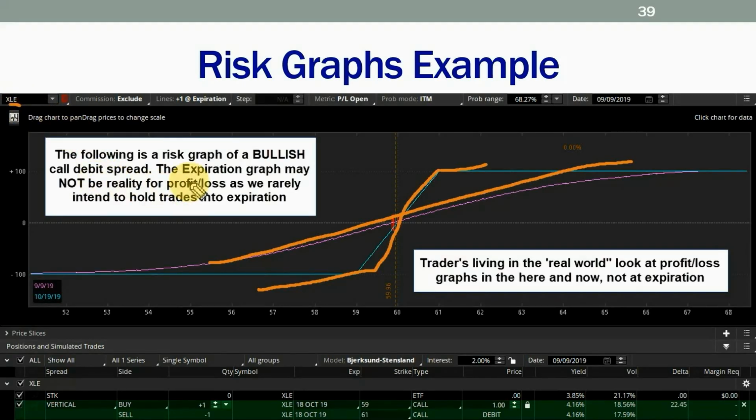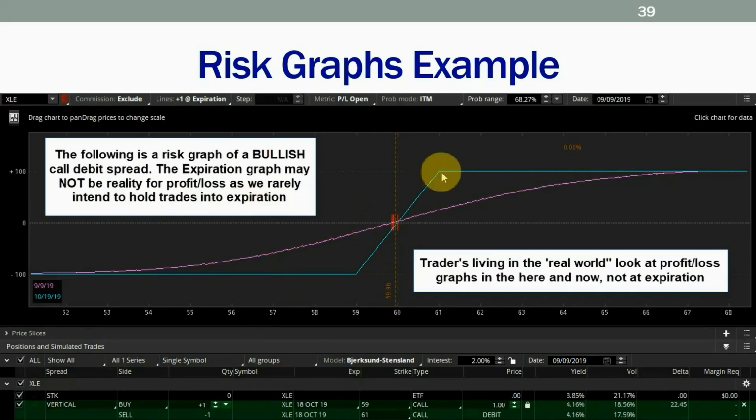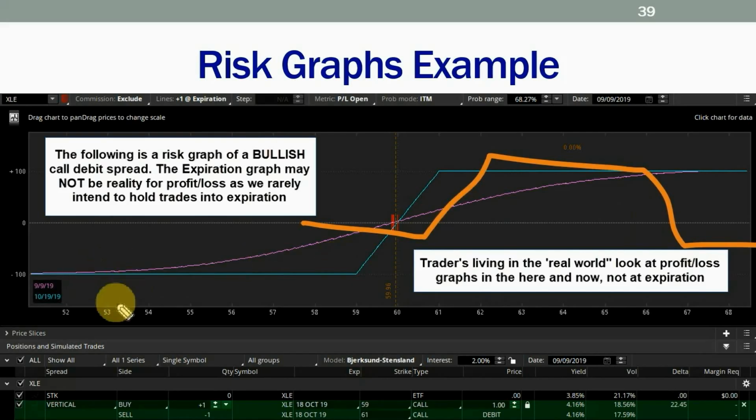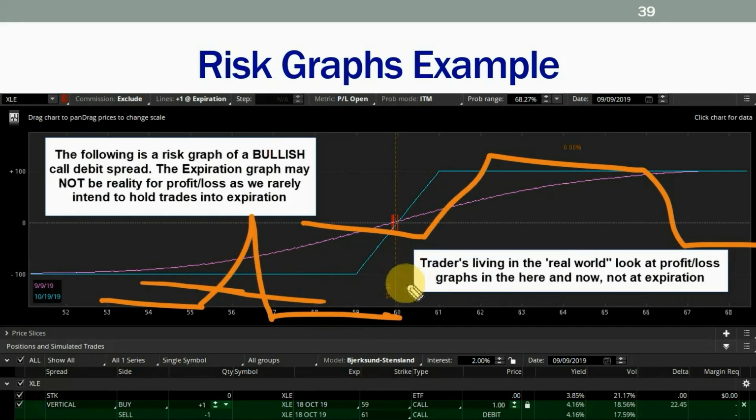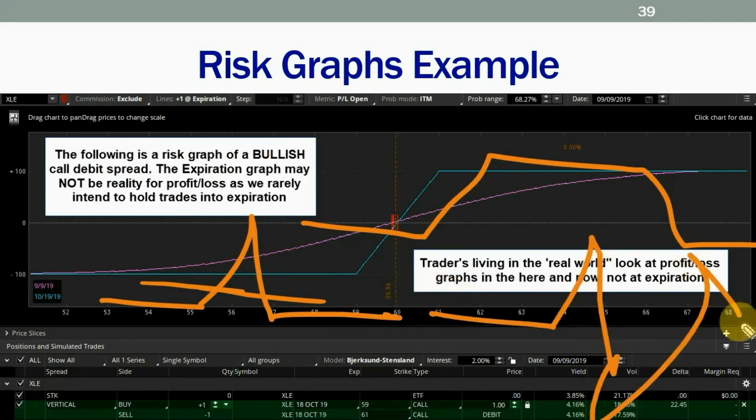The expiration graph may not be reality for profit and loss, as we rarely intend to hold these trades to expiration. I'm just letting you know now: you ain't holding these trades to expiration. So why do you look at the expiration risk graph? And people love risk graphs. They're like, it's an iron condor. It's a butterfly. You want to see an iron condor? I'll draw you an iron condor. An iron condor is one of these. You go, it's a butterfly. Oh, a butterfly, it's very exciting. It's a mambo combo. Who cares what it is?